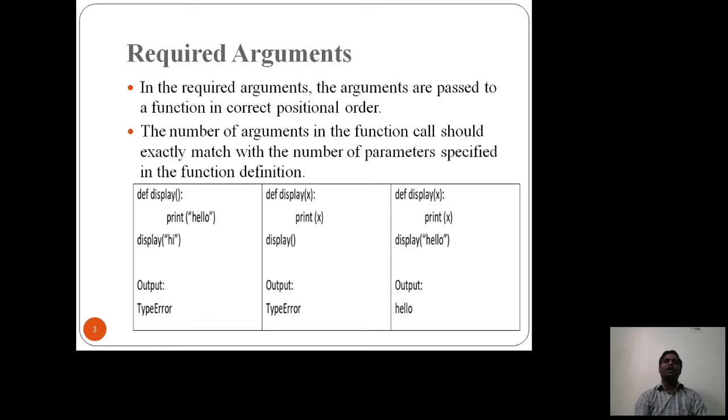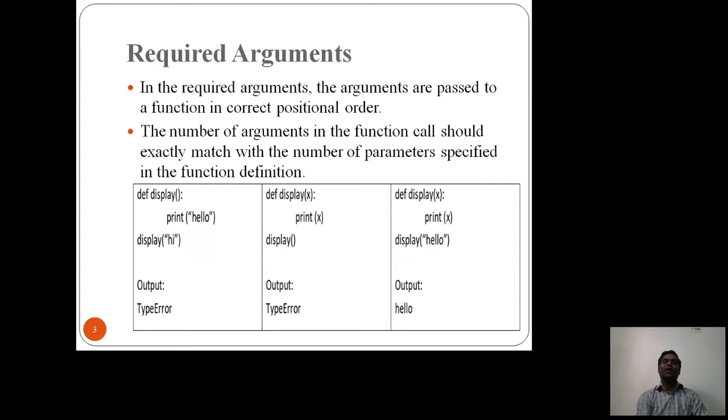So first we will see types of arguments. The first one is required argument. In the required argument, the arguments are passed to a function in correct positional order. So whatever arguments we pass to a function, they should be in the correct order. That means the number of arguments in the function call should exactly match the number of parameters specified in the definition. As I said in the previous class, the number of parameters should be equivalent to the number of arguments whenever we are calling the function.